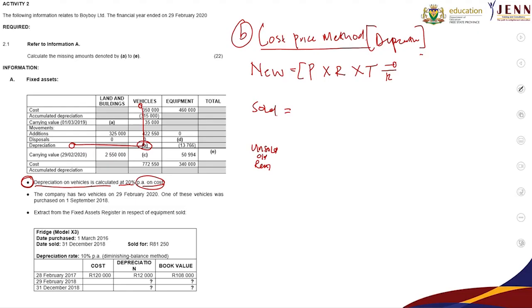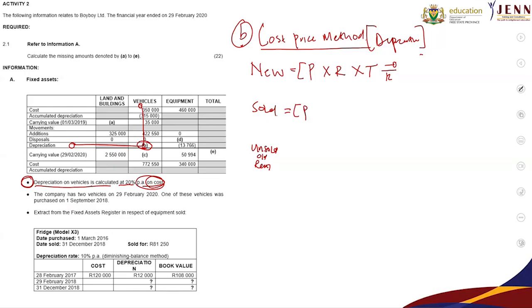Now, at this point, I looked at what they are looking for: B, that is depreciation. The first thing I must identify is which method I'm using to calculate depreciation. In this case, we must use the cost price method. Then I write the formula for cost price. I must always be on the lookout for three things: new, sold, and unsold. Now I'm putting down my formulas: cost price of new, cost price of sold.